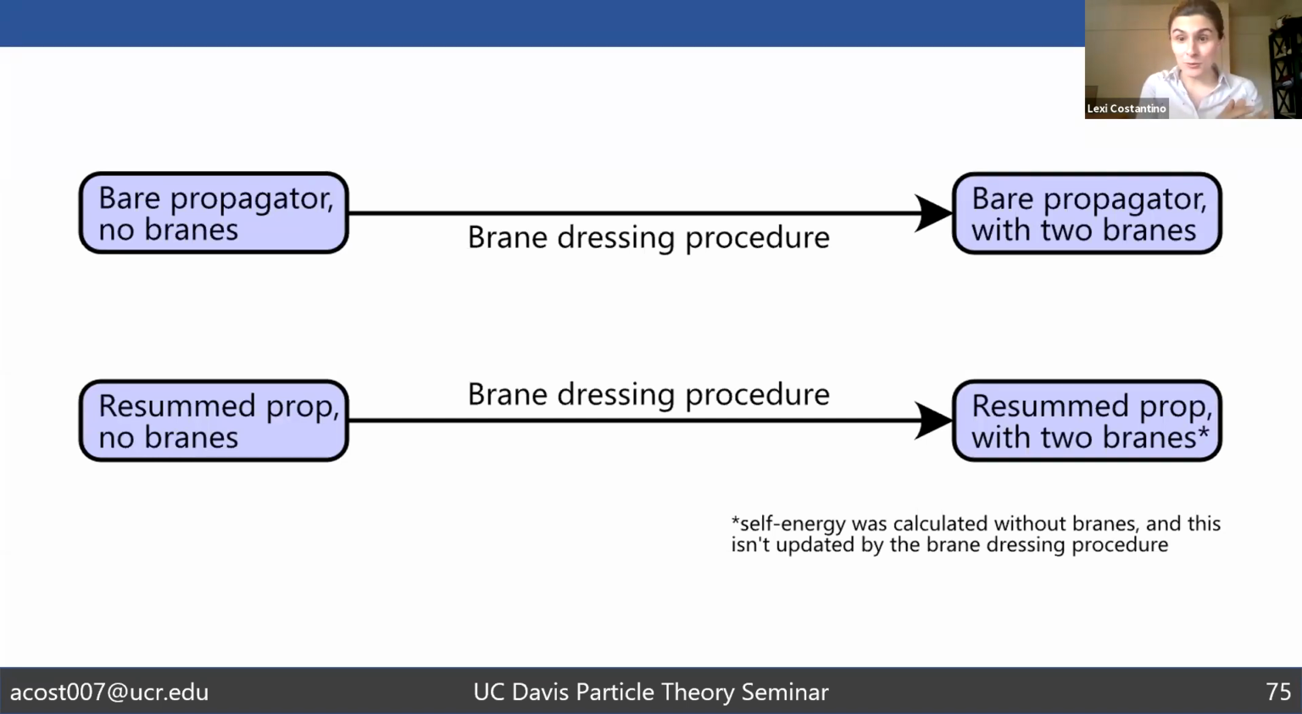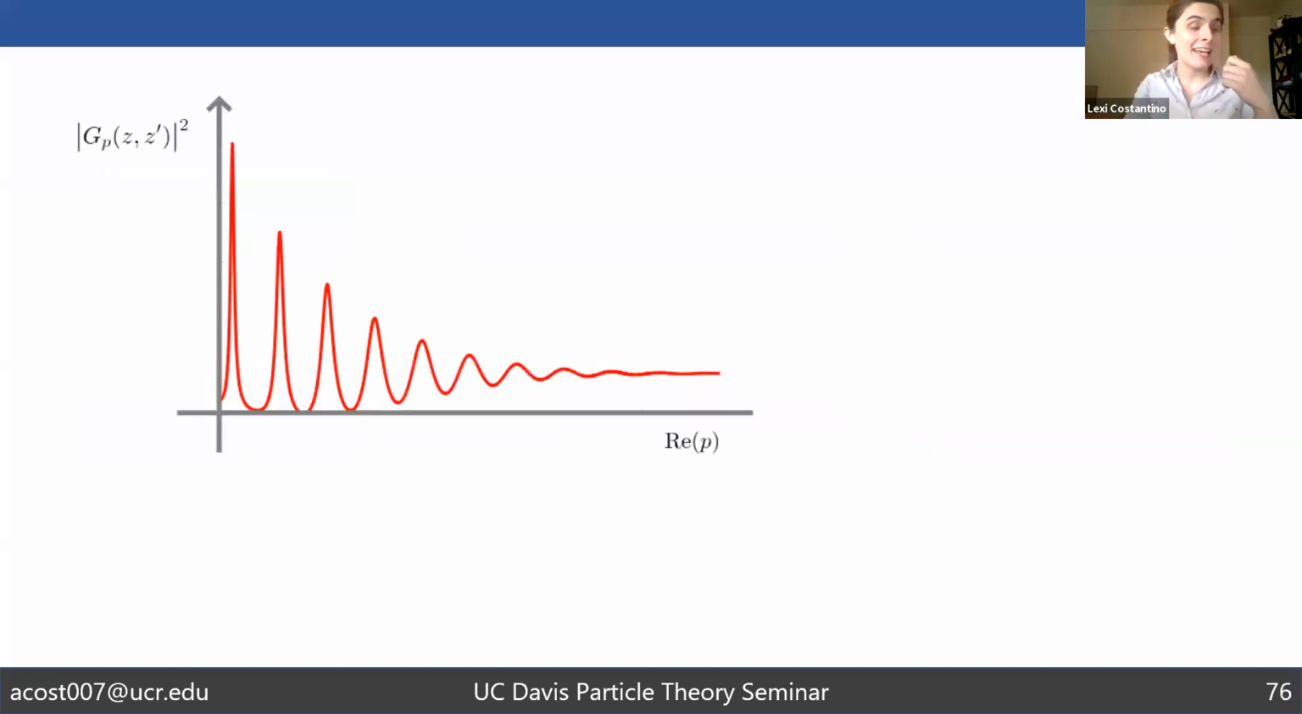And so if you do this, you get the resummed propagator with two branes. You can plot it, and this is what you find. This is what I found. The first few peaks are very narrow, and gradually they become more and more broad and merge to form a continuum.